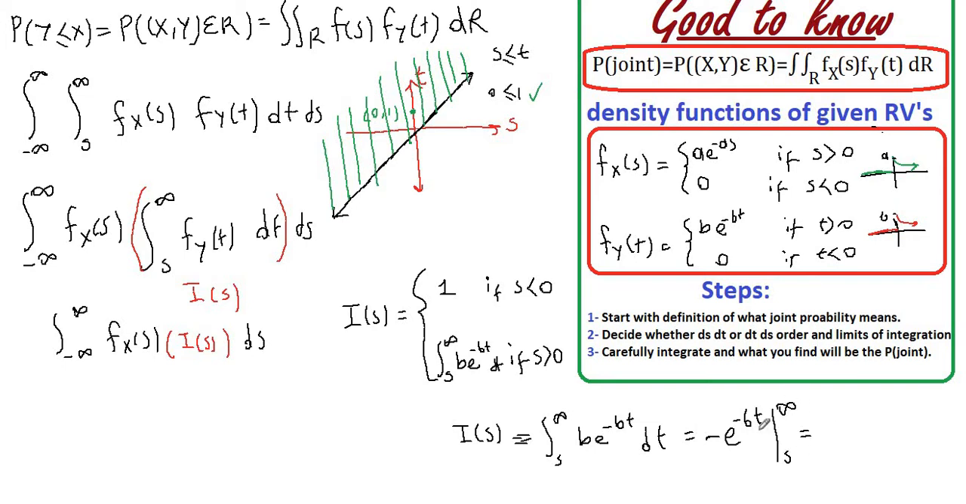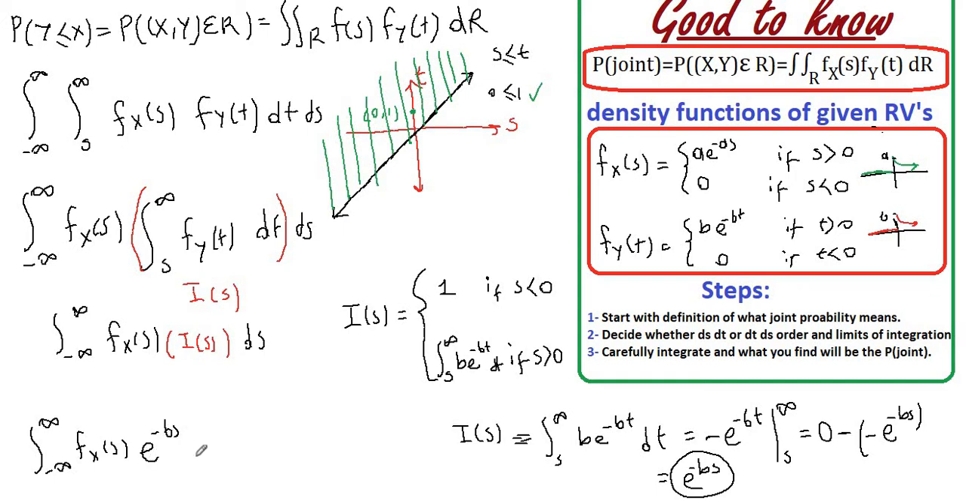So if we plug in upper boundary, e to the negative infinity goes to 0, minus, if we plug in s lower limit boundary, we're going to get negative e to the negative bs. So we obtain negative times negative is positive, e to the negative bs. So this is our inner integral. Now we can use, instead of I of s, e to the negative bs. So our new integral from negative infinity to positive infinity, fx of s, e to the negative bs ds.